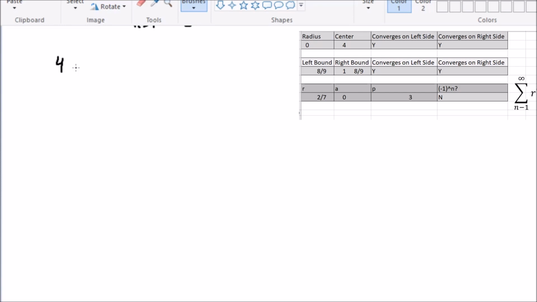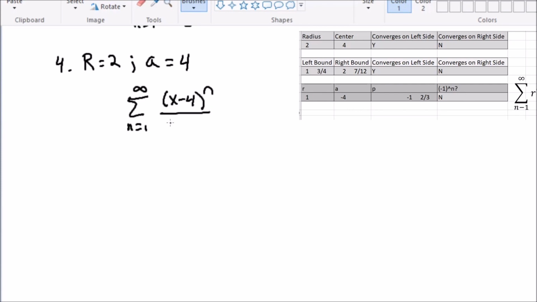We'll reset this. Radius equals 4 is not super interesting. All right, number 4. My radius equals 2. My center equals 4, and it converges on the left. Okay, so I'm going to have the sum from n equals 1 to infinity, (x minus 4) to the n, over 2 to the n times n to the first power.